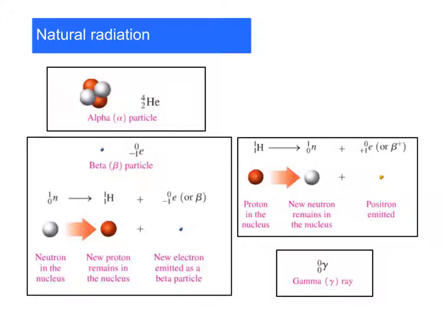Positron emission is the opposite. If we have a proton in the nucleus, it can emit a positron, which is basically the positive charge from that proton, and the proton gets converted to a neutron, and then the positron is just released from the atom. The last one is a gamma ray, and a gamma ray is just energy. It doesn't actually change the nucleus of the radioisotope at all.